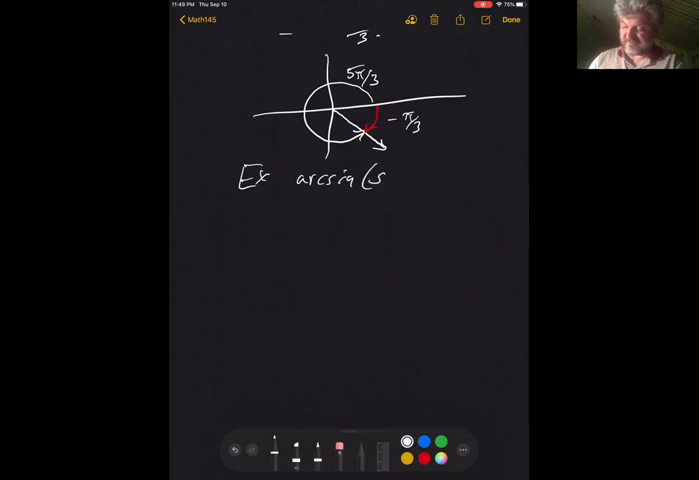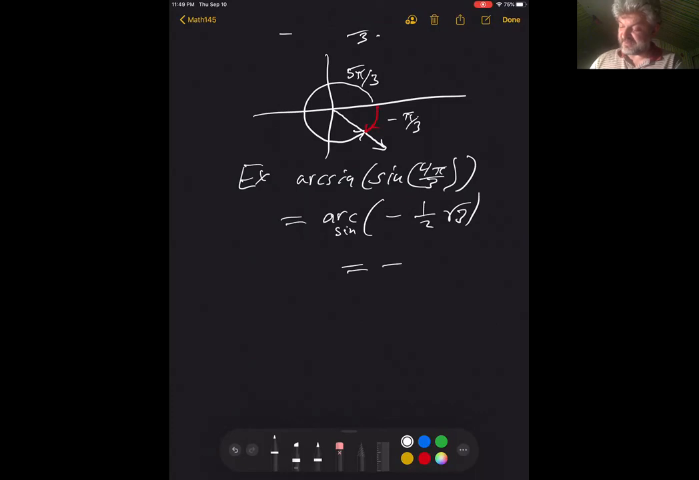Arcsin of sine of 4 pi over 3 turns out it's the same thing. Negative 1/2 square root 3. Oops, that was supposed to be arcsin. And that is negative pi over 3.